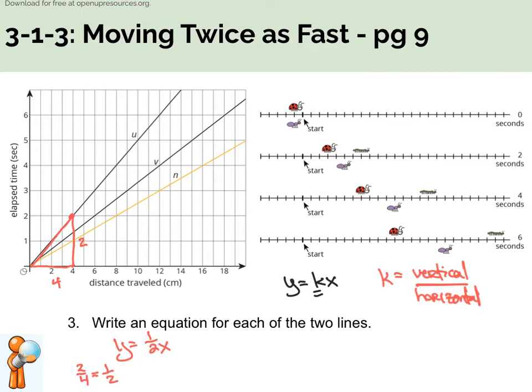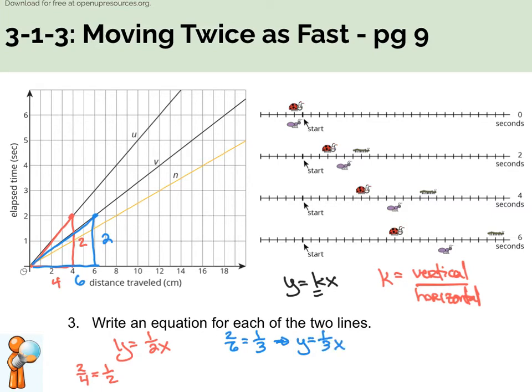Let's go ahead and do the ant. So again, let's find a slope triangle. And I'm going to show a different one just so we can kind of, that's the ladybug. We need to actually do the ant. That's this one. So we can follow that line. Okay, so we have 2 over 6. So we have the fraction of 2 over 6. That reduces down to 1 over 3. So the ant's line is y equals 1 over 3x.